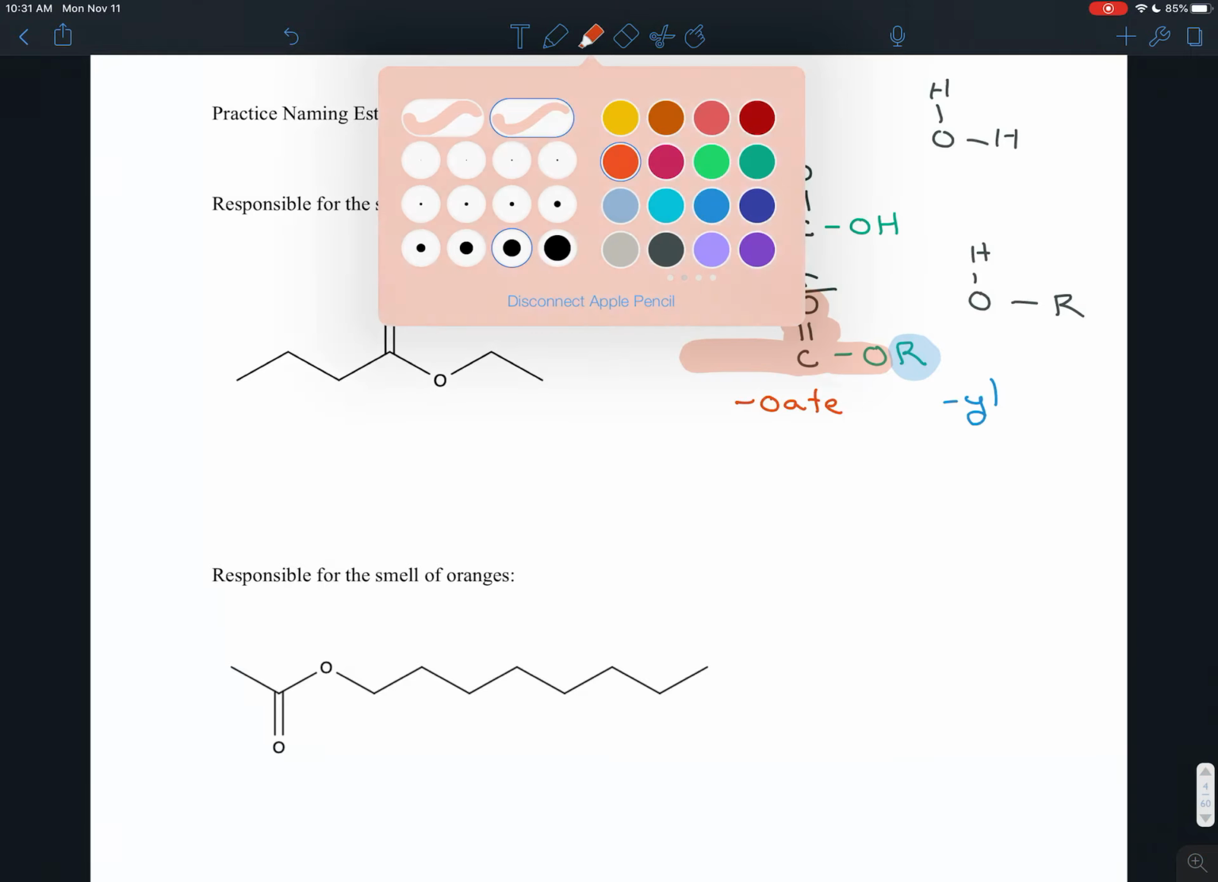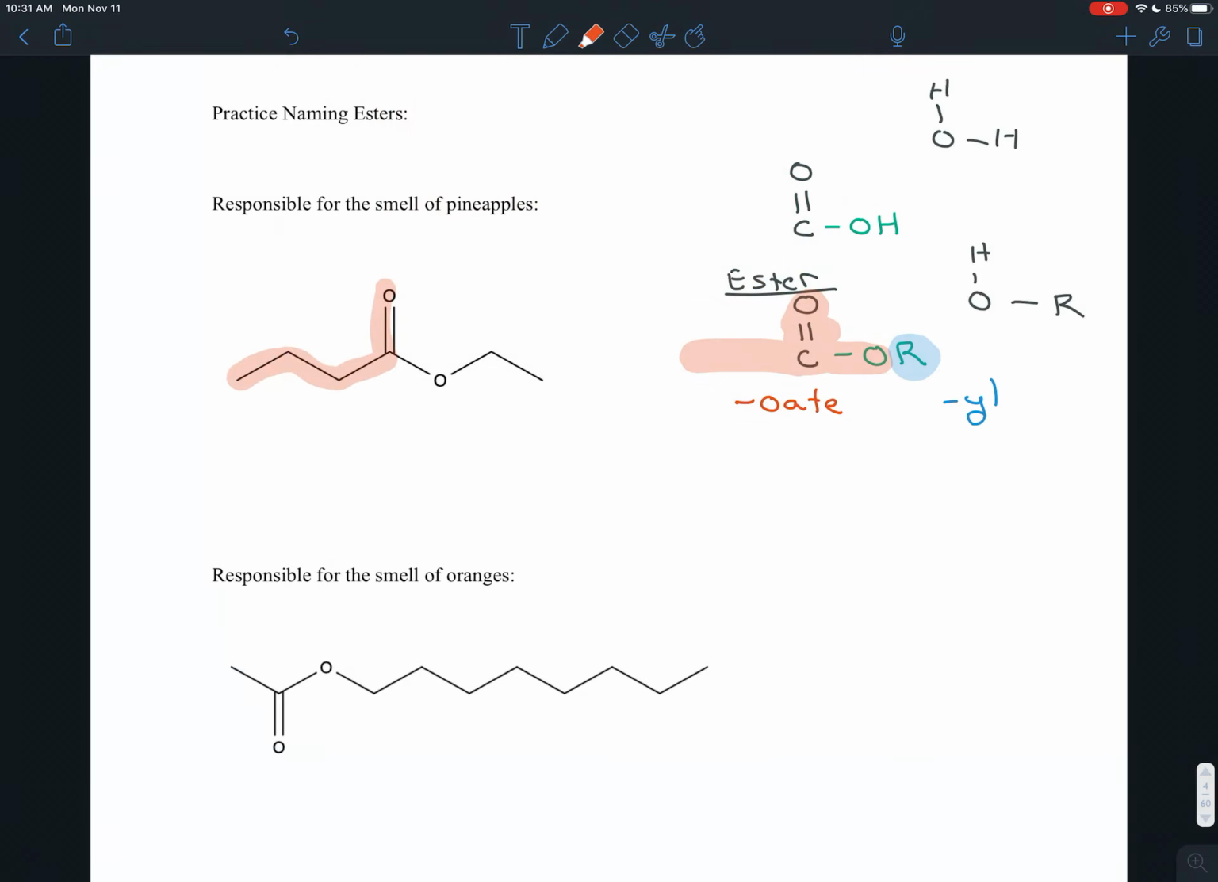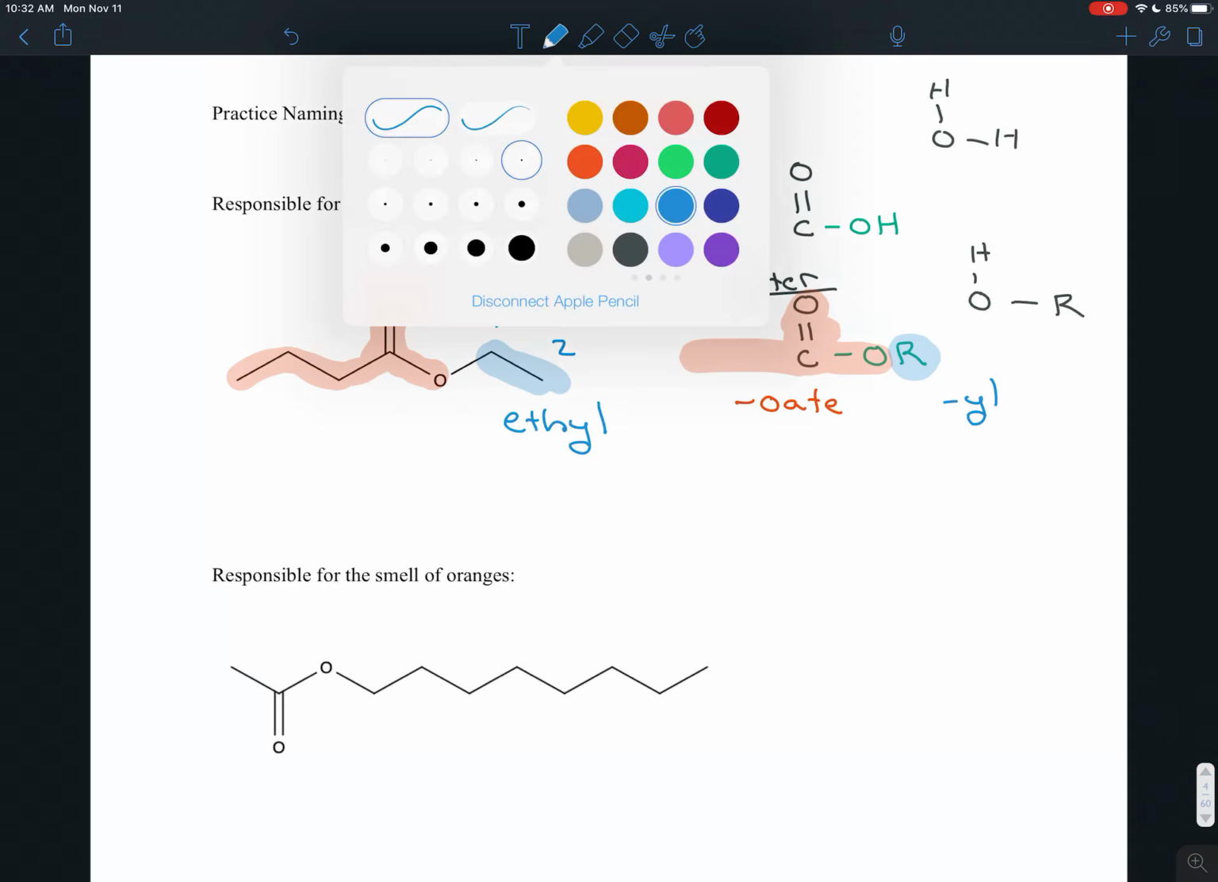Well, we have two carbon chains. We have one carbon chain that has the carbonyl, and then we have another carbon chain that doesn't. So we're going to name the carbon chain that does not have the carbonyl as a branch. And this has two carbons, so the prefix is eth, and because we're naming it as a carbon branch, it will end in -yl. So that blue part will be named ethyl.